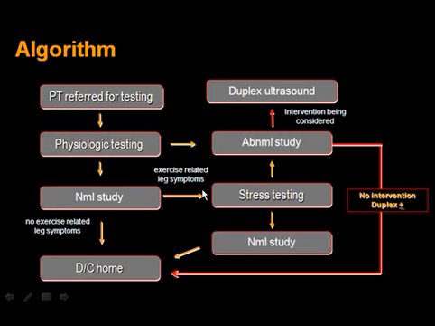In a normal study, in a patient who has exercise-related leg symptoms, a stress test is performed. If the stress test is normal, the patient is discharged home. If the stress test is abnormal, a duplex ultrasound again is performed if an intervention is being considered. If no intervention is being considered, the duplex is a plus minus, and the patient is discharged home.